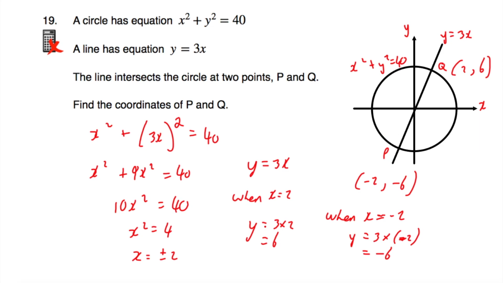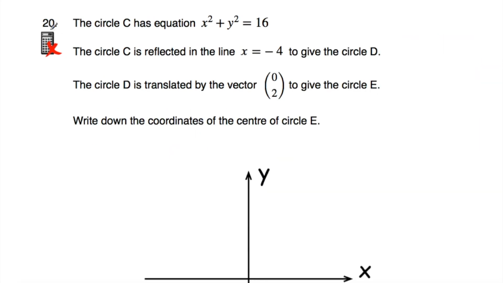And that's it. Okay, let's have a look at our next question, question number 20. Question number 20 says a circle C has got equation x squared plus y squared equals 16. The circle is reflected in the line x equals -4 to give the circle D. And the circle D is then translated by the vector (0, 2) to give the circle E. Write down the coordinates of the centre of circle E. So we want to find the coordinates of the centre of this circle E. So let's find out where that circle is.